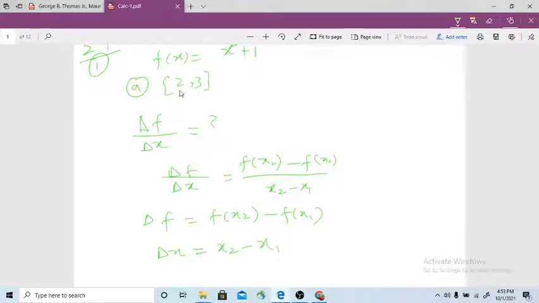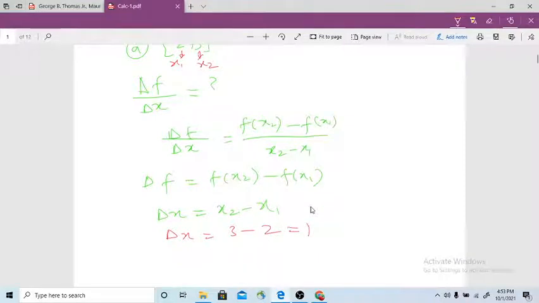Here this is x1, this is x2. I can show you with some other color. This is x1, this is x2. So delta x will be 3 minus 2, which is equal to 1. Fine. And what is delta f? For that we have to find f of x2 minus f of x1. So first of all we have to find f of x2.